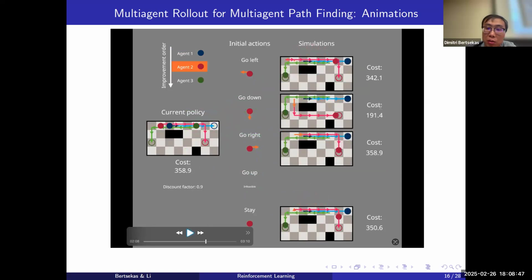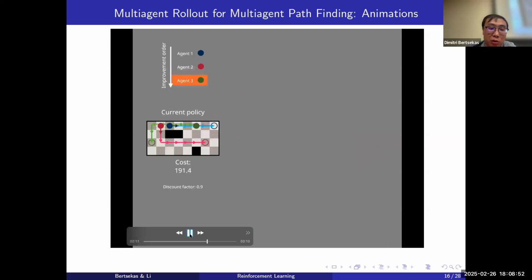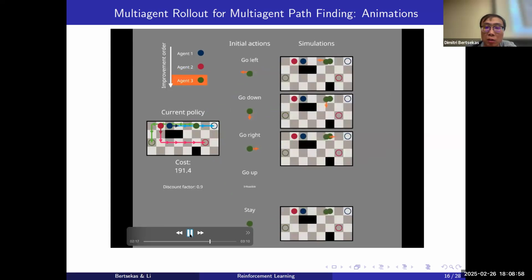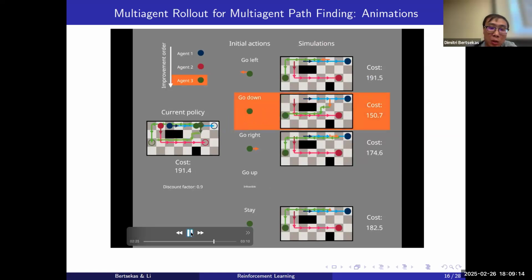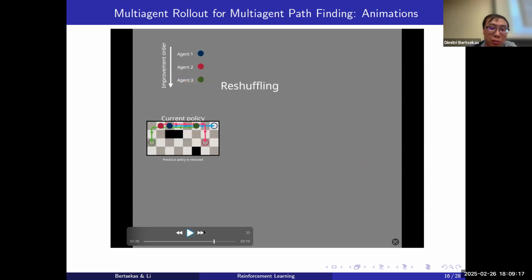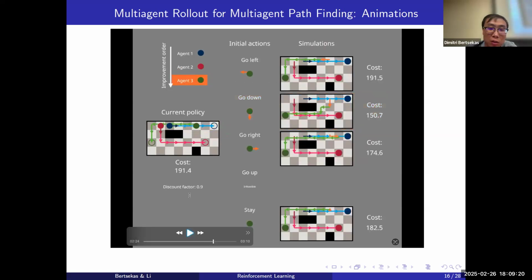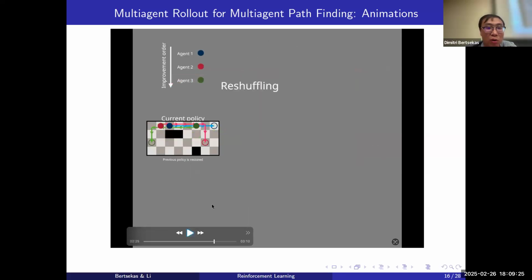Okay, it seems the collision has reduced, but there is still collision. Number of collisions reduced from 358 cost to 191. So let's get back to the last one. Now we get an even smaller cost, here 150, but there is still collision, right? So after this particular rollout order, we did not get a satisfactory performance.